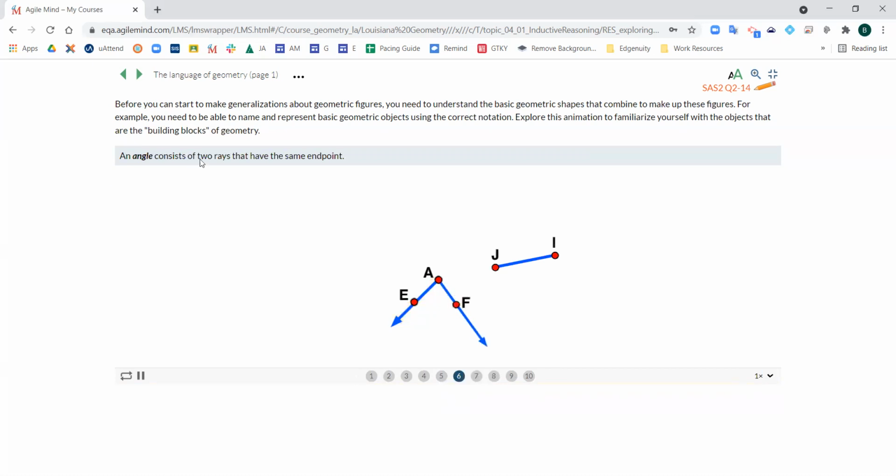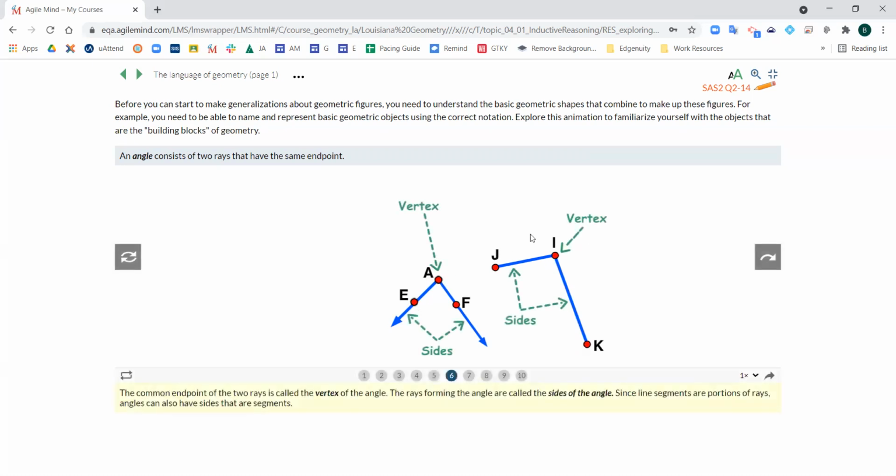An angle is just two rays that have the same endpoint. That endpoint, so in this case, A and I, are called the vertex. So these are the vertices. And you can see we have ray AF, ray AE. Here, it looks like they're just drawing the line segment, but theoretically, this would go on forever. This is line segment JI or IJ, line segment IK or KI.